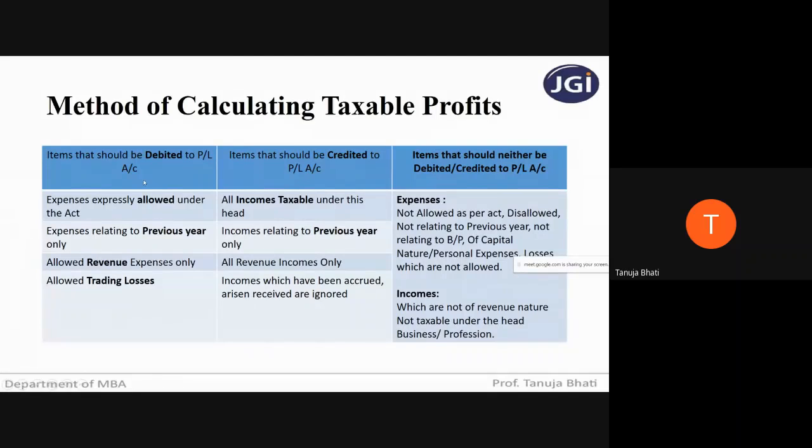So we know what is the method of calculating taxable profits. So we know what are all the items that need to be debited to P&L account, items that need to be credited to the P&L account, and items that should neither be debited or credited to P&L account. That means these are those items which are to be disallowed, which are to be excluded in considering your profits and gains from business and profession. This slide we had already seen in our previous lecture, but this is just for you all to revise before we start beginning with the other problems on profits and gains of business and profession.